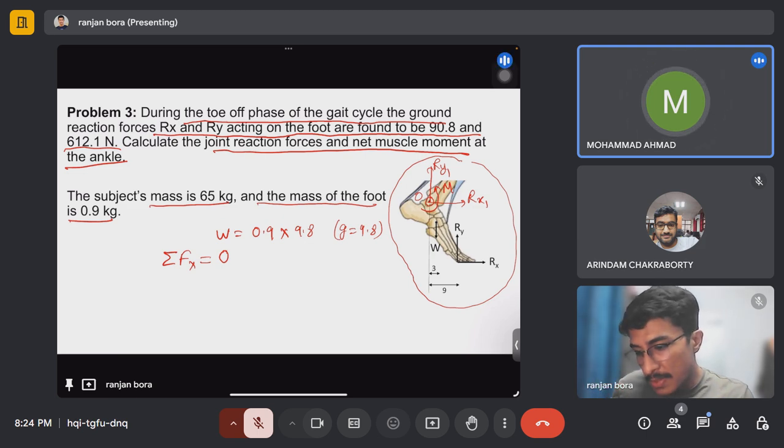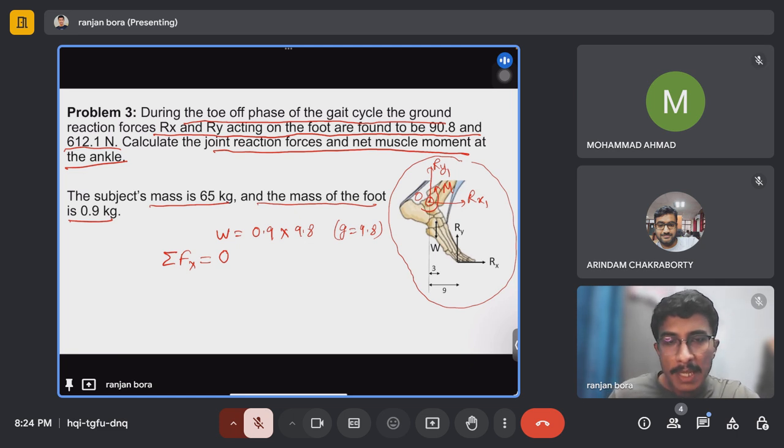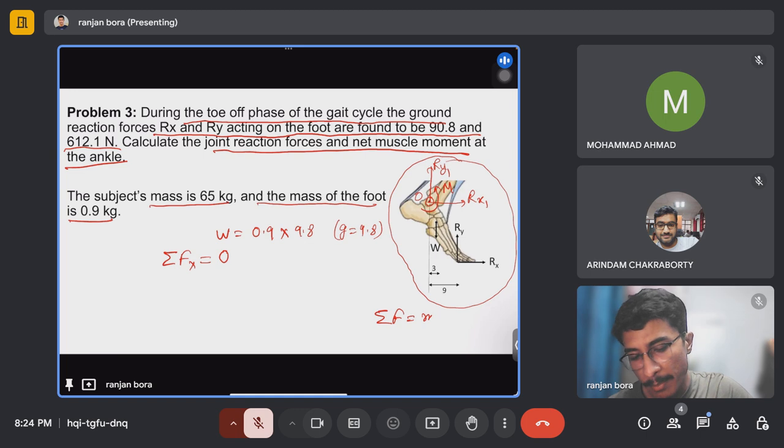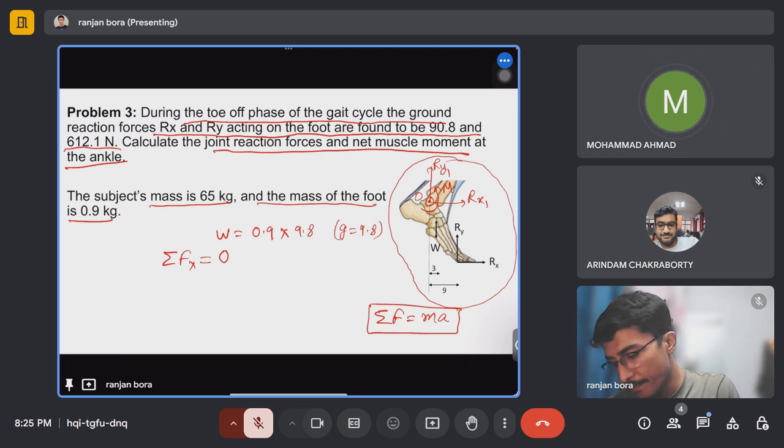Yeah, we are not given any acceleration values, the linear acceleration and angular acceleration. If in the question any acceleration values are given, then we will solve the problem using the dynamic equation, which is summation F equals ma. Since here acceleration is 0, summation F equals 0. Okay, got it.